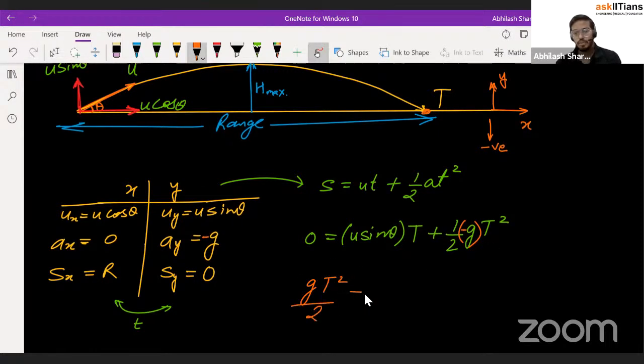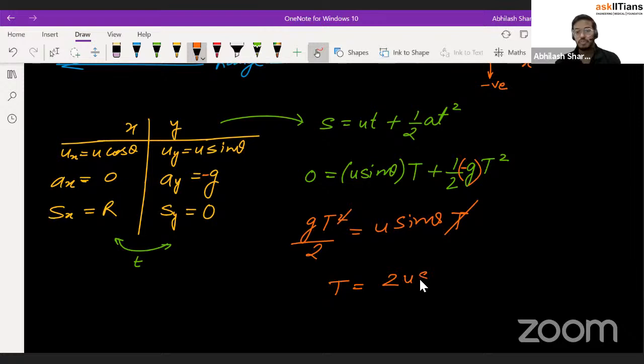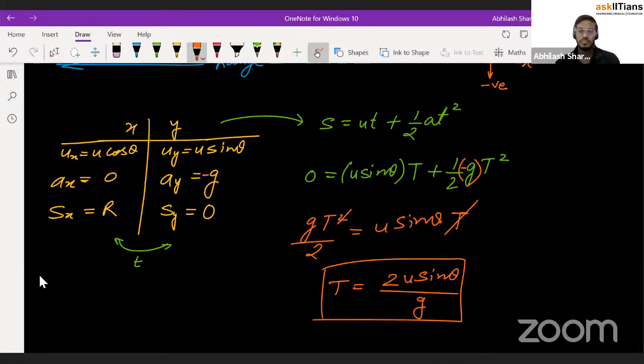g T squared by 2 equals u sine theta T. One of the T squared is gone. And then you cross multiply. What is the time coming up? I mean, not time period, time of flight. 2u sine theta by g. That's the time.